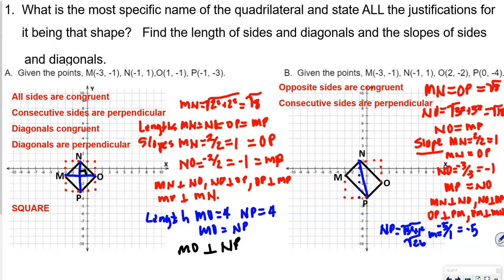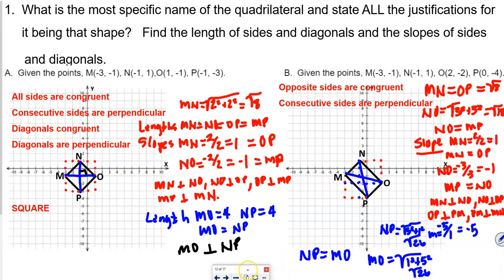Okay, now let's talk about MO. Same thing right here, MO. With MO, again, we're going this time down 1 over 1, 2, 3, 4, 5. So that's going to be our 1 squared plus our 5 squared. So once again, that's the square root of 26. So that tells us that NP is equal to MO. That means our diagonals have the same length, right?